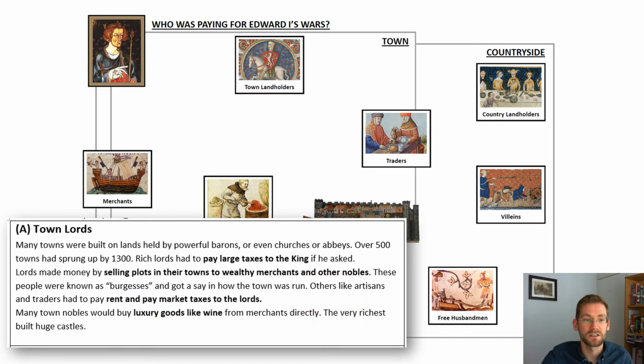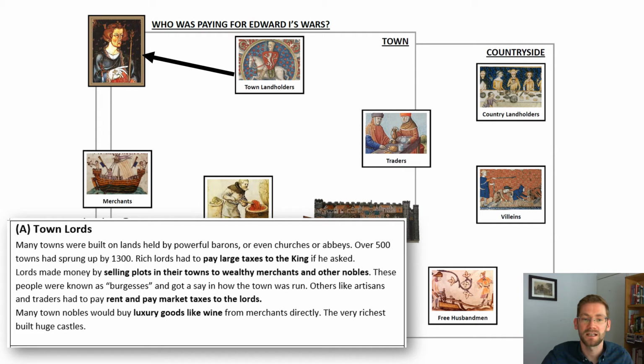I'm going to do a very skipped, quick version of it just to show you how it works. So we might start, for instance, with the town lords. Many towns were built on lands held by powerful barons or even churches or abbeys. So this idea of the importance of towns in the economy, had 500 towns by 1300, and rich lords had to pay large taxes to the king if he asked. So we've got our first set of money going from these town landholders to the king, and this is part of the answer of who's paying for Edward I's wars.